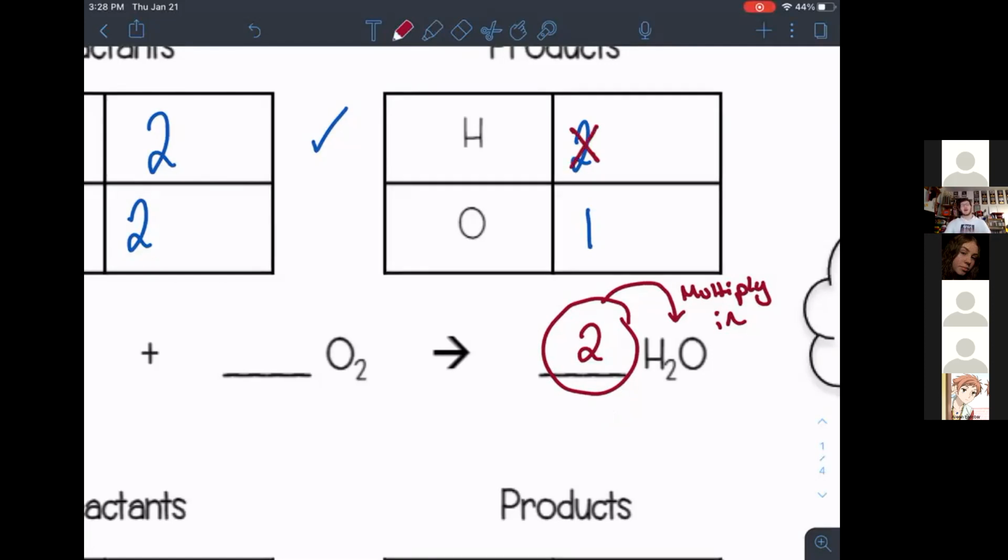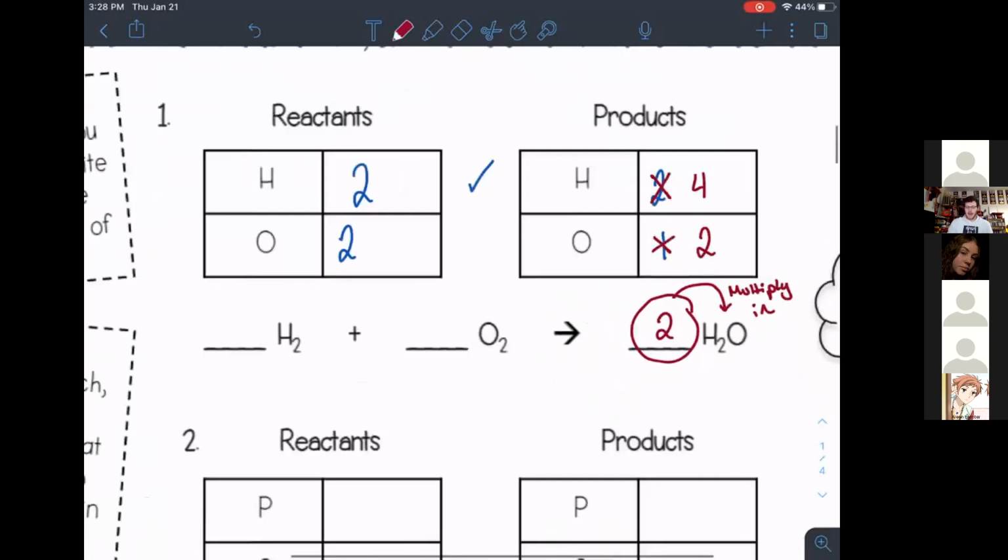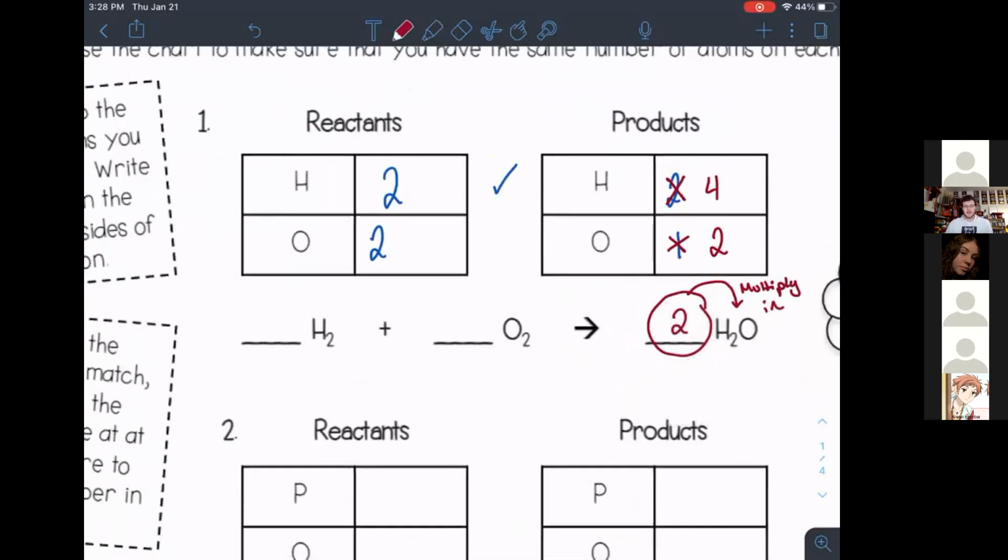So instead of 2, how many hydrogens do we have? 4. We have 4 because we have twice as many. So we have 4 hydrogens, and instead of 1, how many do we have? 2. We have 2. Perfect. Now let's double check. Do my oxygens match? Yes. Perfect. So now we're done, right?